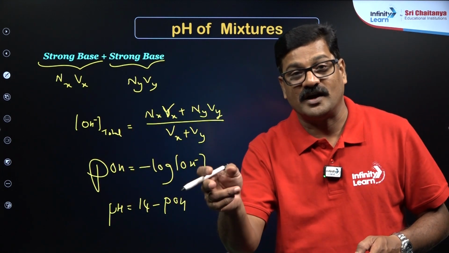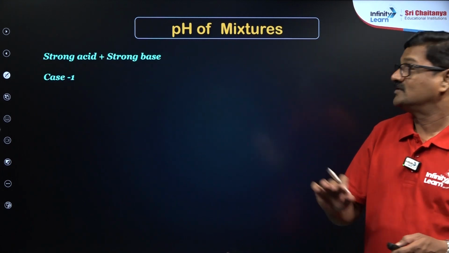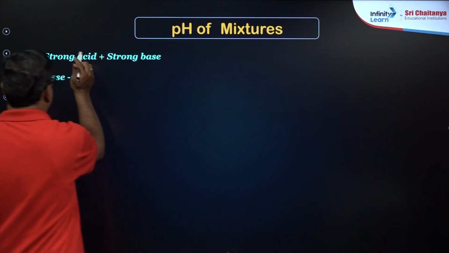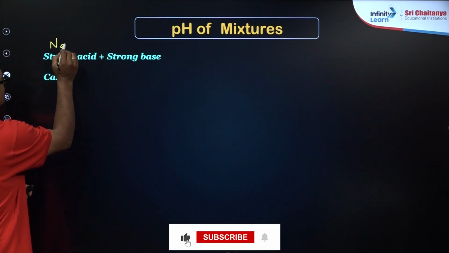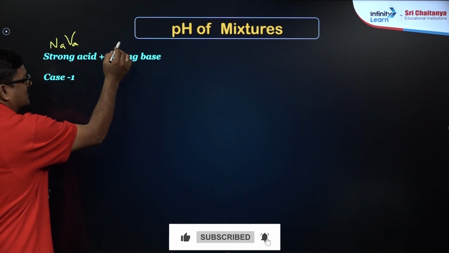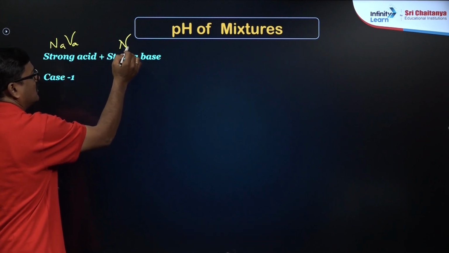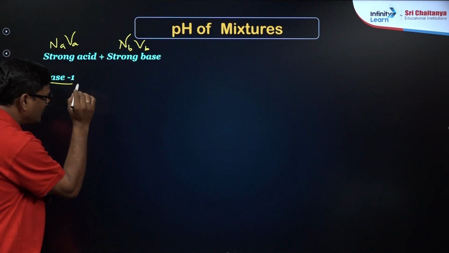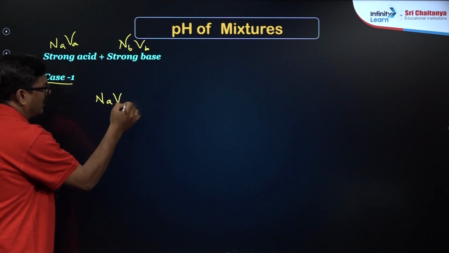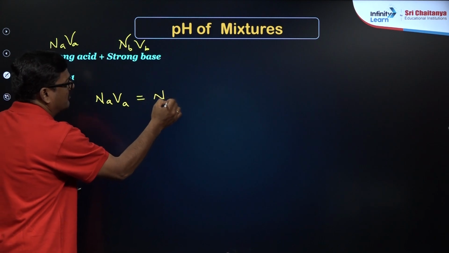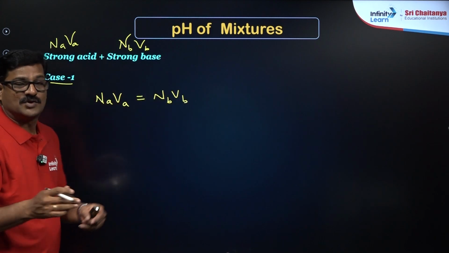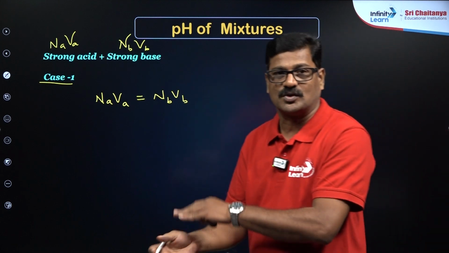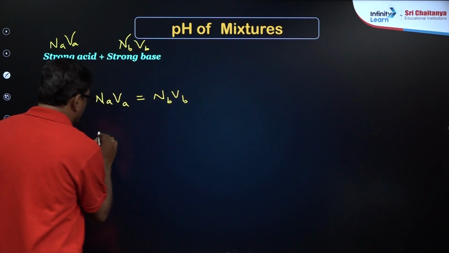If one strong acid and one strong base are mixed, what is going to be the scenario? Let us say we have the normality of the strong acid, the volume of the strong acid, the normality of the strong base, and the volume of the strong base. In case 1, if NaVa is equal to NbVb, then the total strong acid is neutralized by the total strong base. So the solution is going to be neutral.